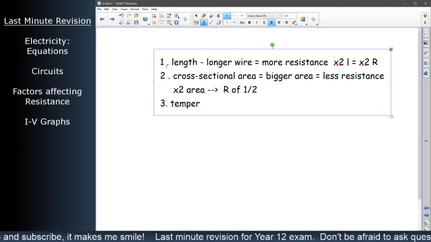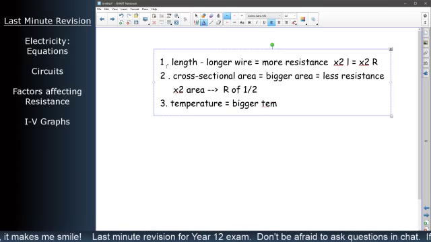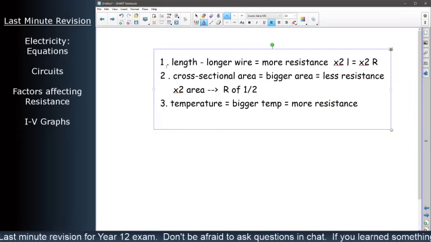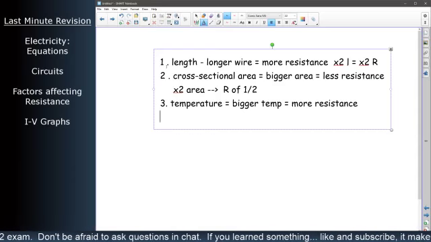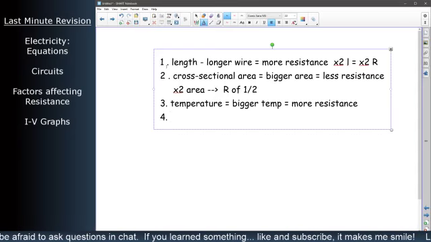Temperature. Depends on the material, but generally speaking, bigger temperature equals more resistance. Not necessarily a times 2 system there, but bigger temperature generally means more resistance. Your ions are vibrating more, you're more likely to be involved in a collision. And as soon as you talk about collisions, you're talking about ions vibrating, little electrons trying to get past. Anything that makes it more likely for them to crash is bad.